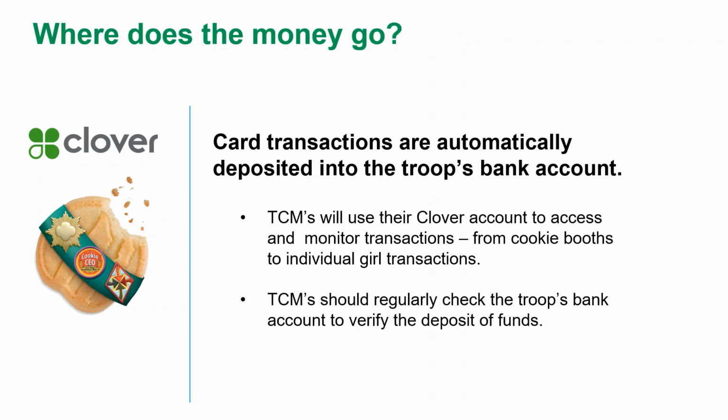So where does the money go? When the troop sets up their account in Clover Go, it is attached to their troop bank account. This makes it really easy because all of the funds will be directly deposited straight into the troop banking account. That is the same for individual girl transactions and troop transactions. That means that the cookie manager has fewer trips to the bank to make.